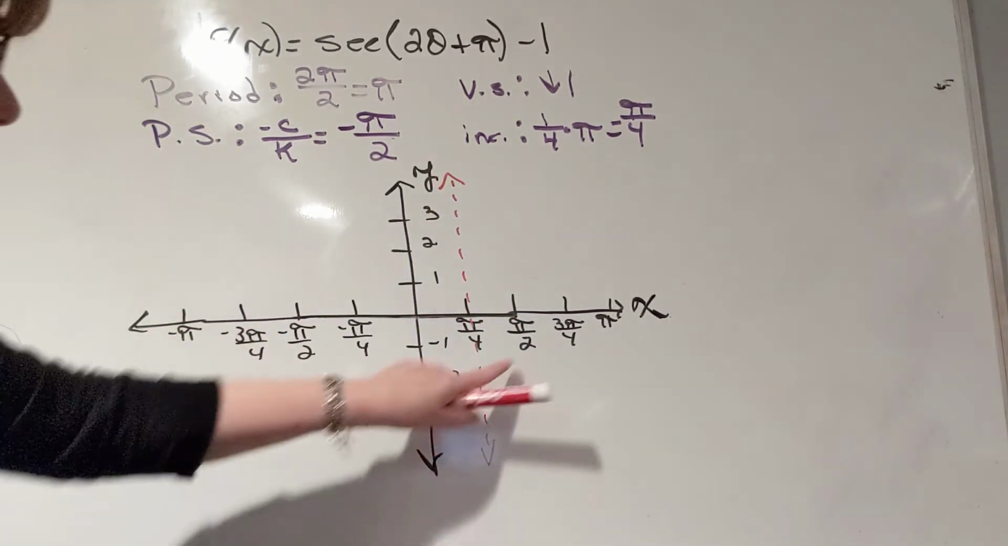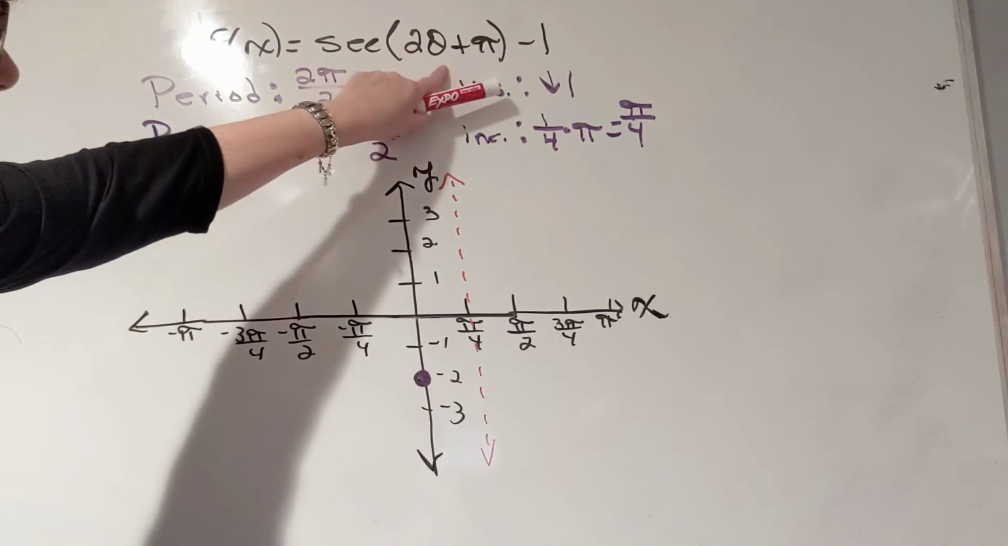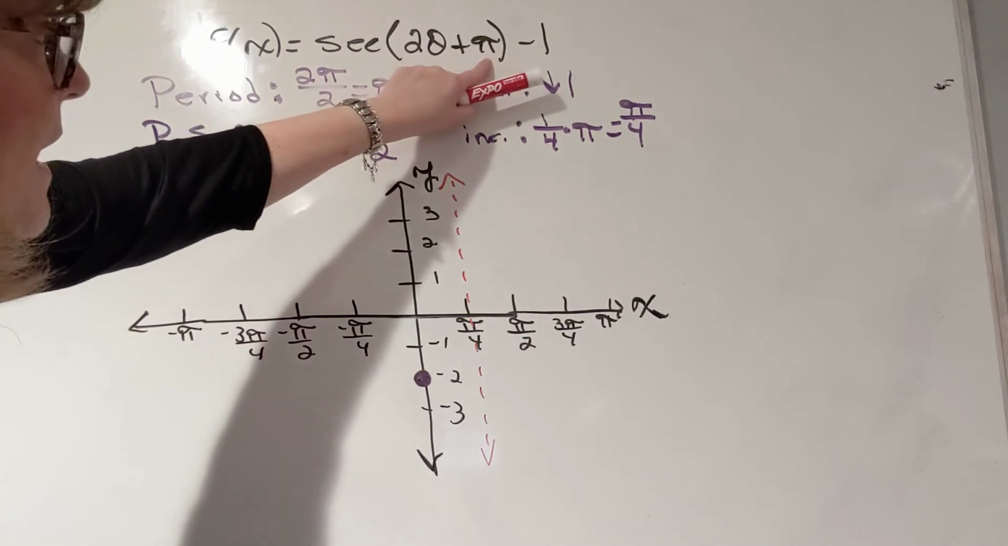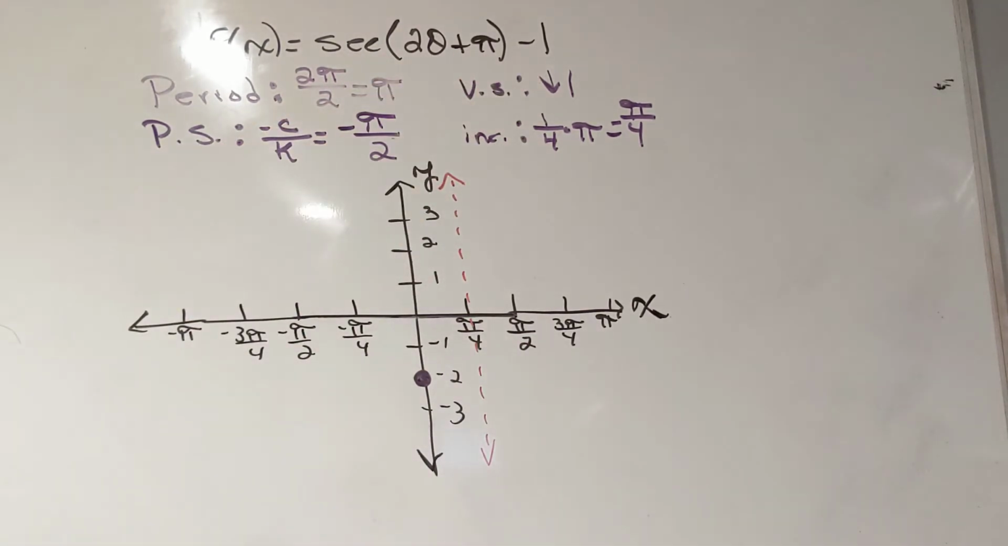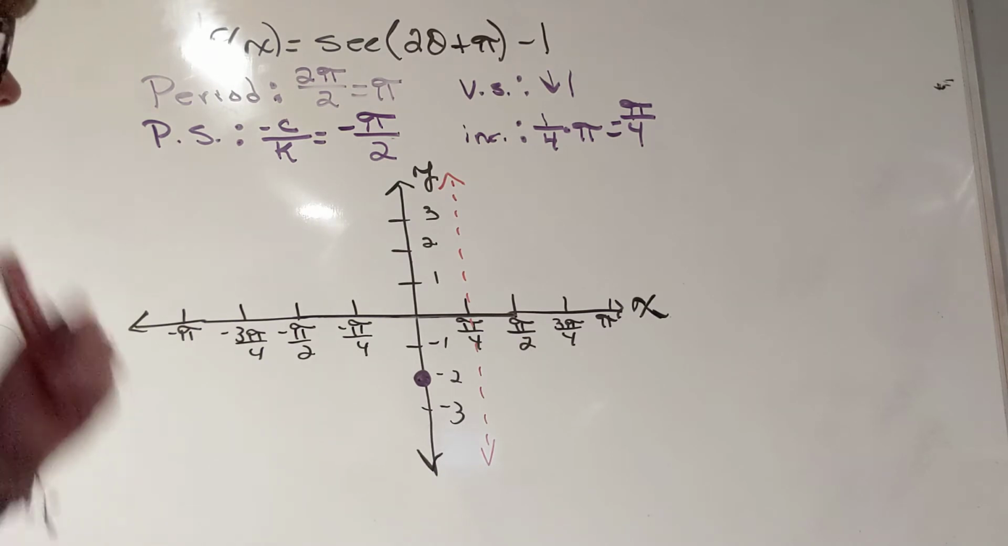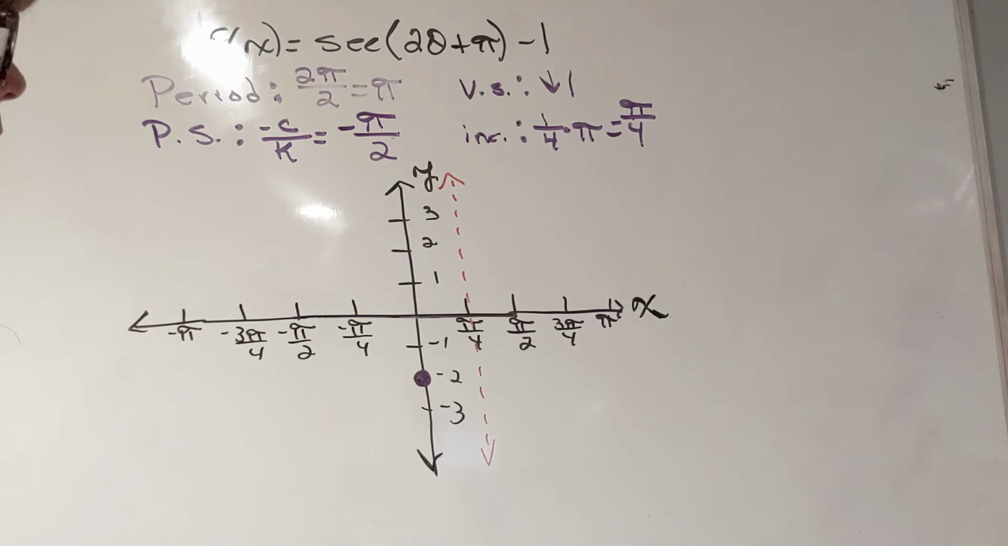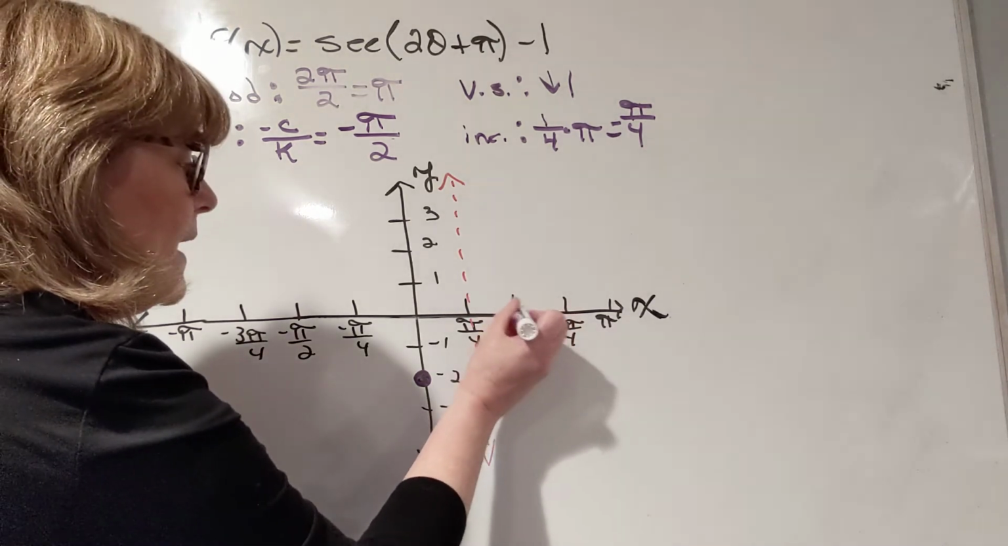Now replace theta with pi halves. 2 times pi halves is pi, and pi plus pi is 2 pi. What's the secant at 2 pi? That would be 1 over 1, which is 1, and 1 minus 1 is 0. So at pi halves, I plot 0.